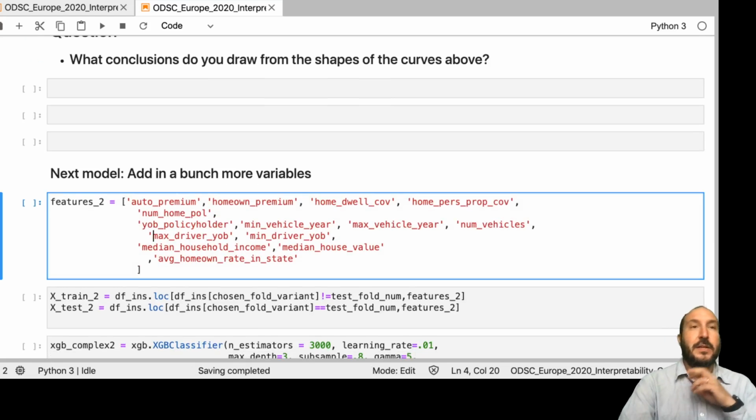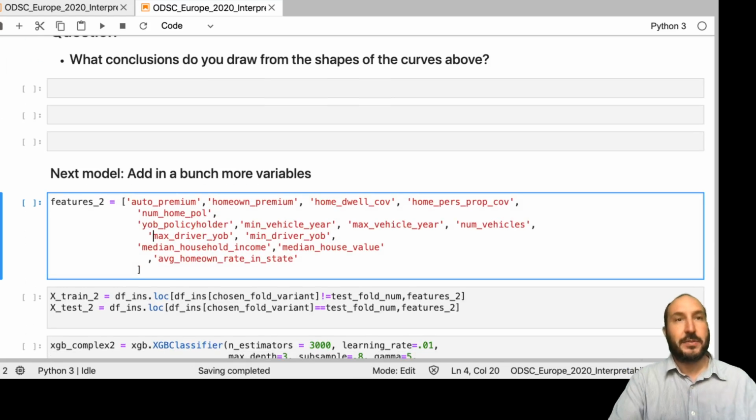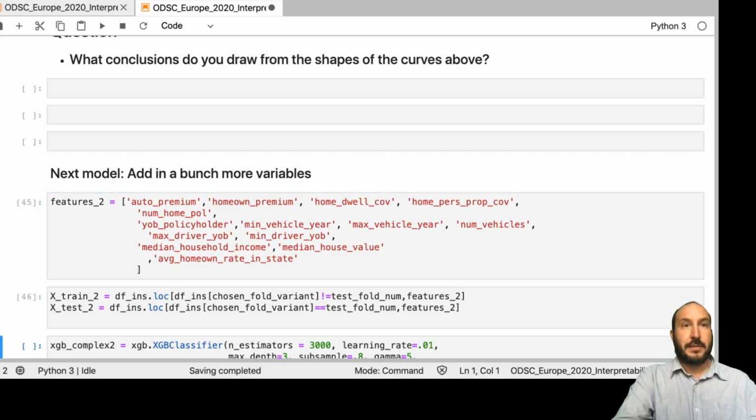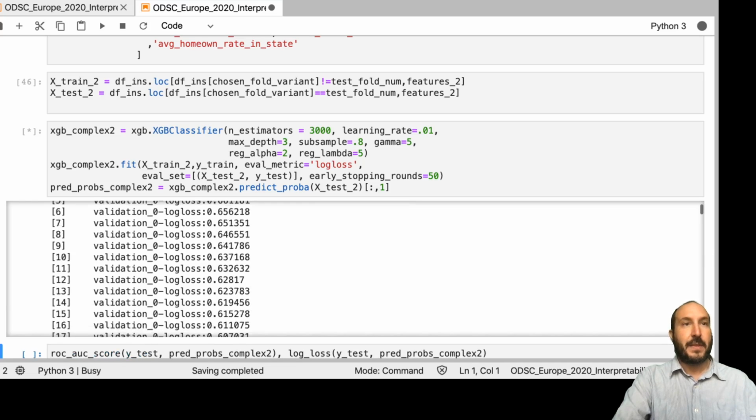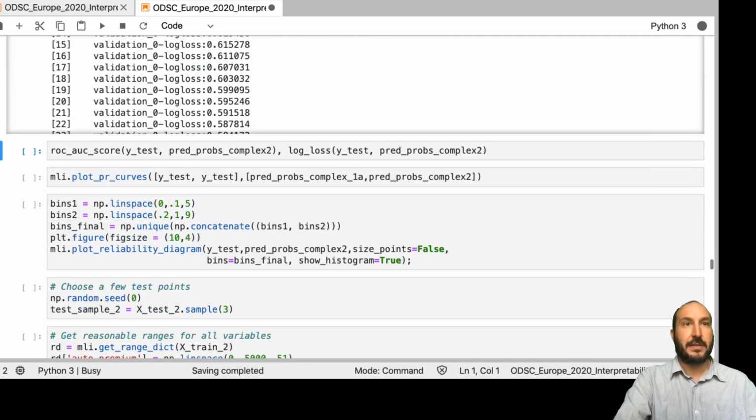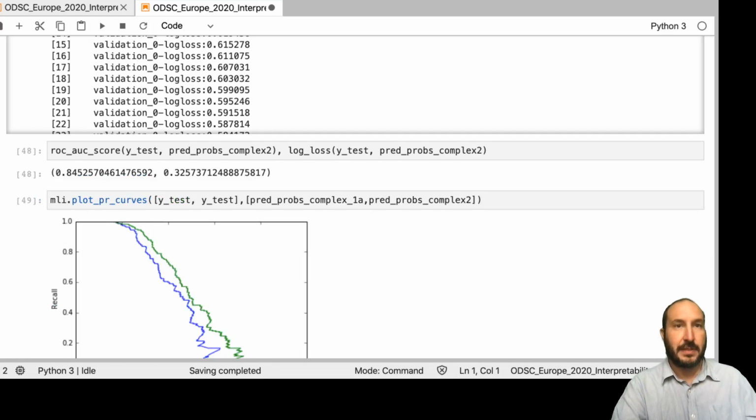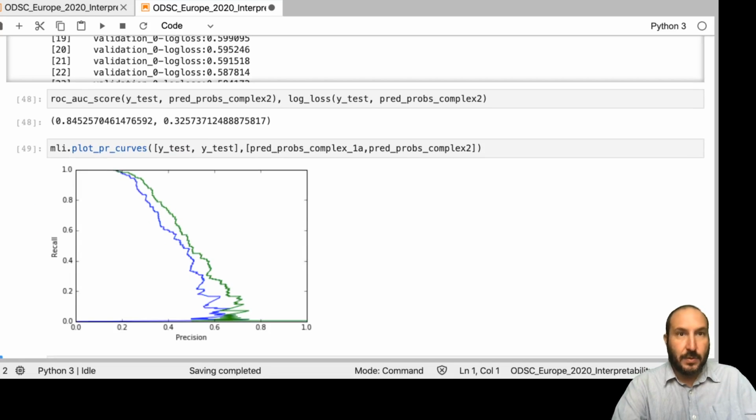Okay, so next we're going to add in a lot more variables. We're going to kind of throw in the kitchen sink here and see what happens. And again, we're going to fit it, let this all run. And you see, okay, we're definitely improved. Our model is definitely improved. Our AUC score went up to 0.845 from 0.811.